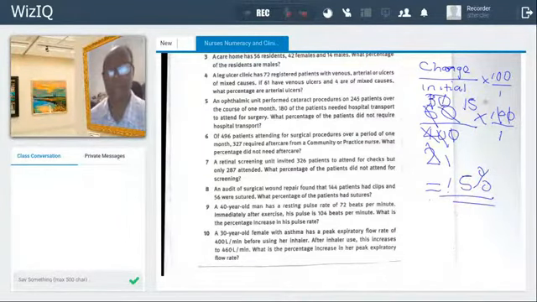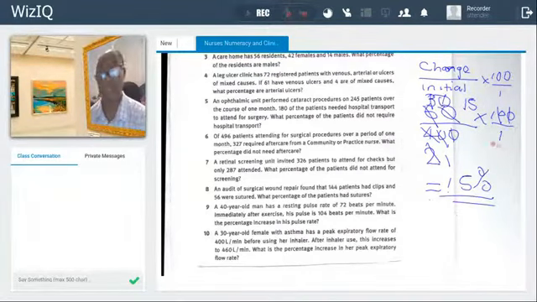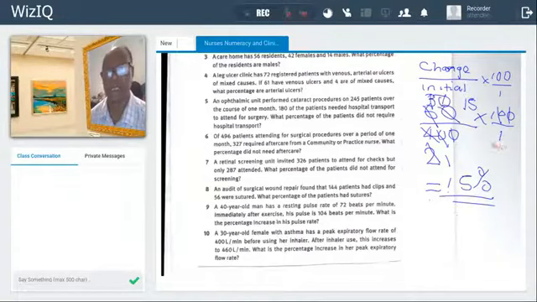Right. So this is how to work the percentages. I hope it is going to be helpful for you and you're going to make use of it.